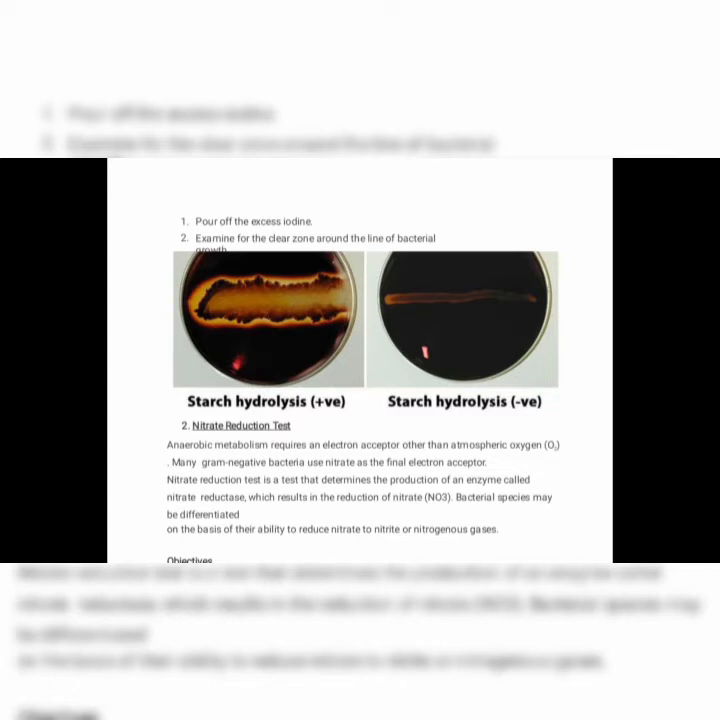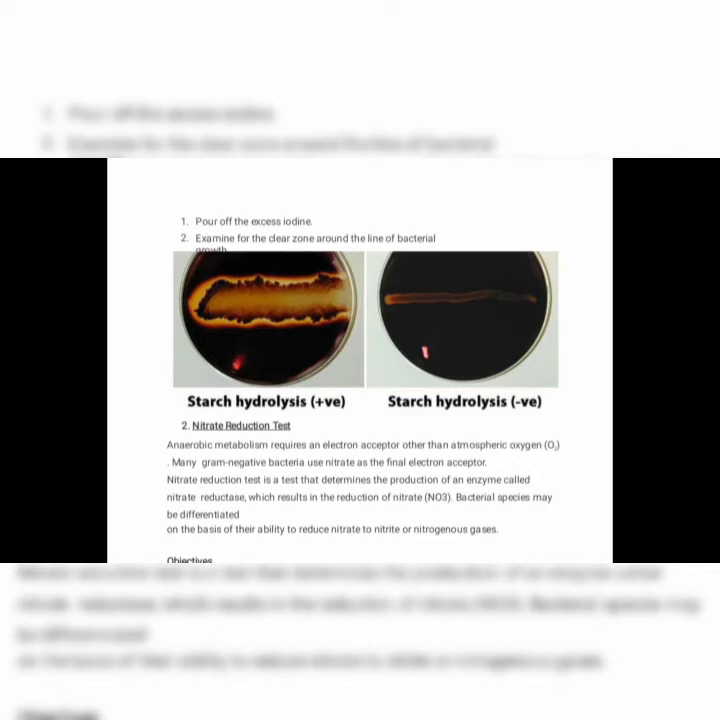After we have incubated our bacteria for 48 hours at 37 degrees centigrade, we have to pour off the excess iodine. Then we flood the iodine on that media, and then we will examine the dark zones around the line of bacterial growth.